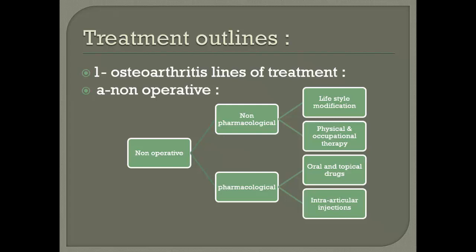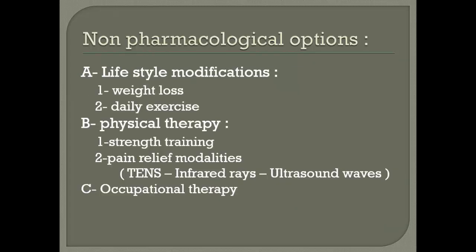Treatment of osteoarthritis generally can help relieve pain and stiffness, but the disease may continue to progress. The same was true for rheumatoid arthritis in the past, but newer treatments for rheumatoid arthritis have been able to slow or stop the progression of arthritis damage. In non-pharmacological options, we have to make lifestyle modifications such as weight loss and daily exercise.